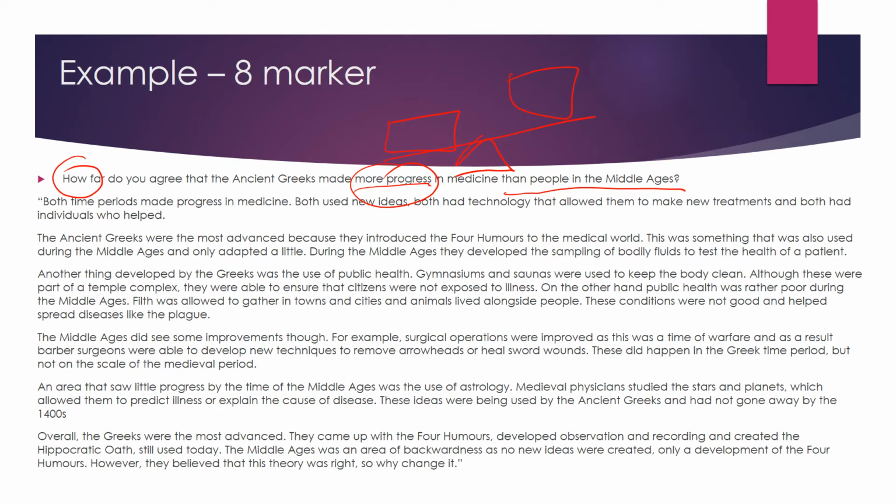So a nice quick straight away in, both time periods, we're comparing them straight away. Both time periods made progress. Both used new ideas, that's the point. Both had technology that allowed them to make new treatments. And both had individuals.